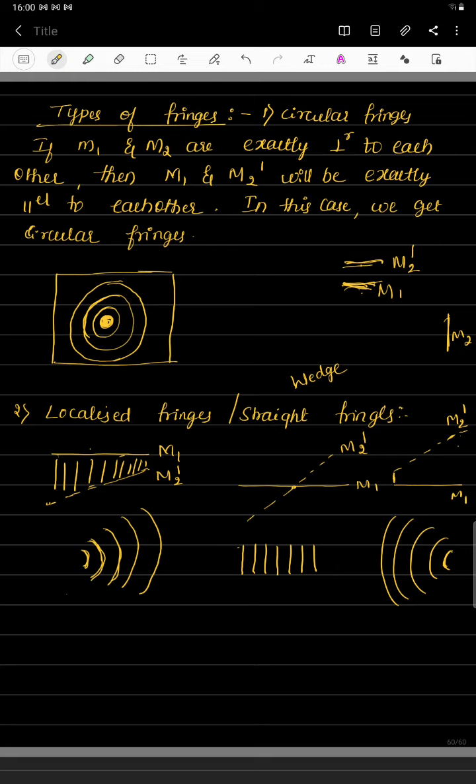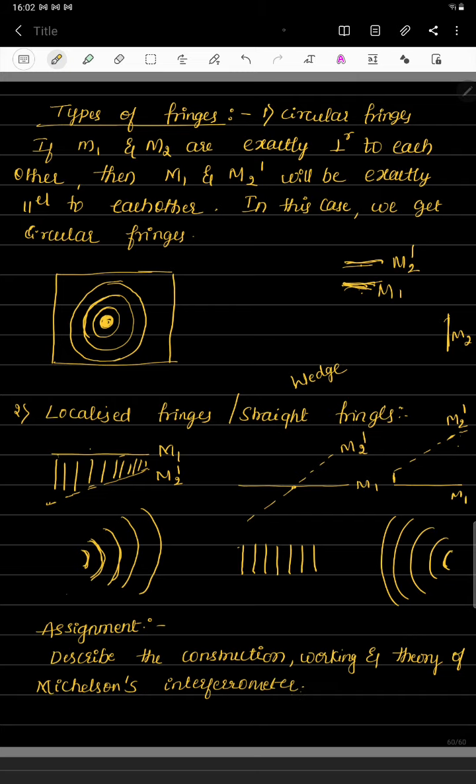Already in the introduction I have told: with the help of this we can find the wavelength of light, and we can find the difference in the wavelength of two waves. If you have two waves, then you can find the difference in wavelength between the two waves, and then you can determine the thickness of a thin transparent sheet. If the thickness of the sheet is very small, that also you can determine with the help of this Michelson's interferometer. Then you can determine the refractive index of gases, and it is used to standardize the meter. So here completes this.